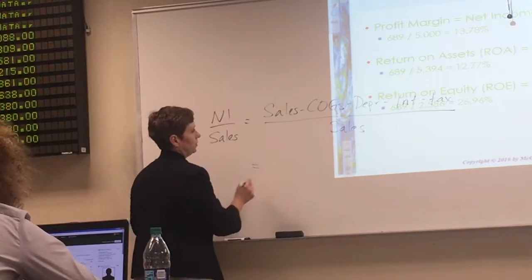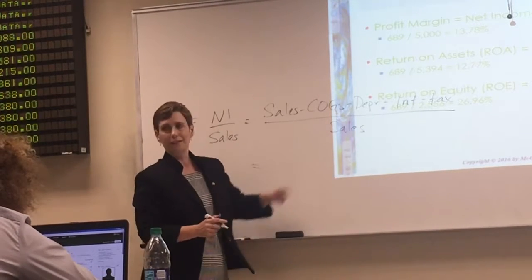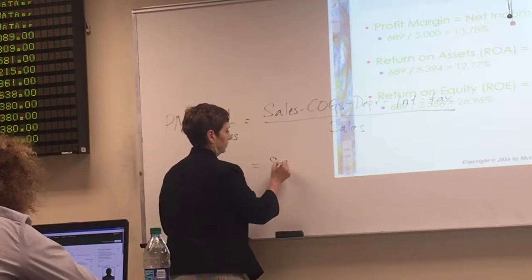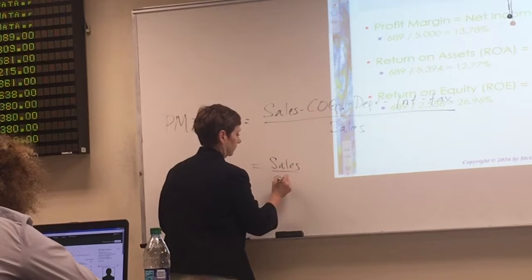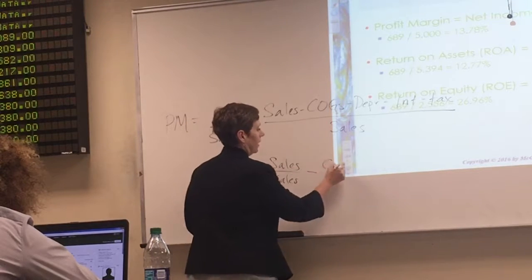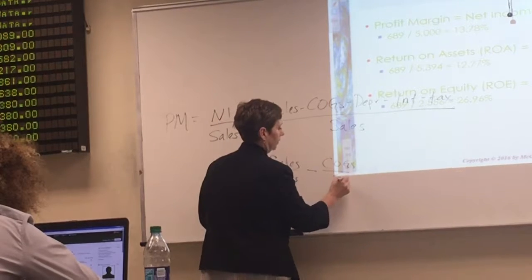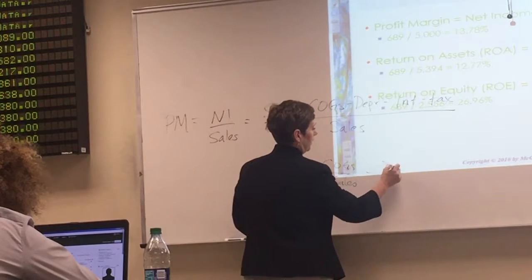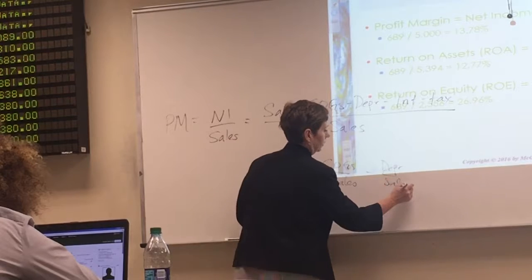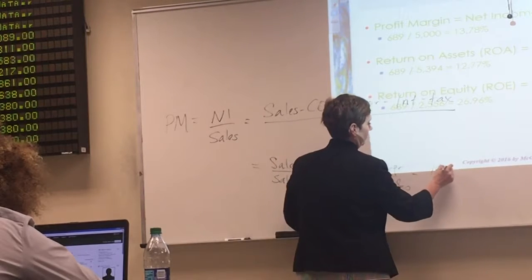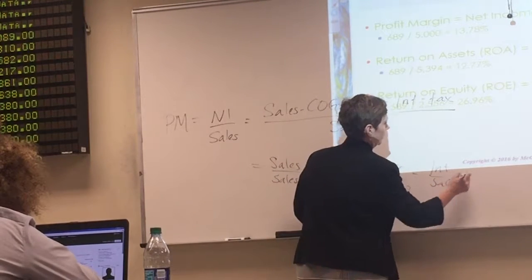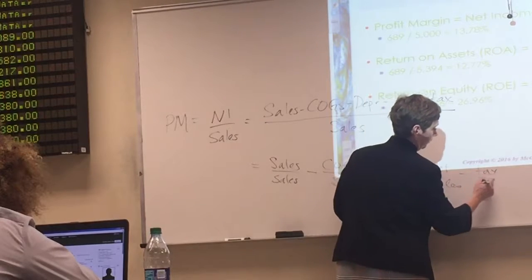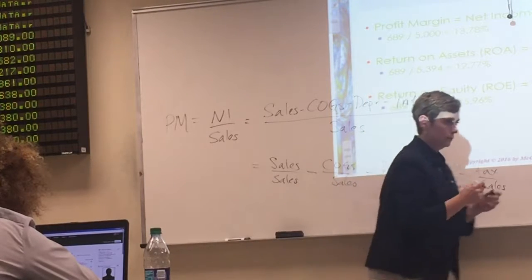Do a little bit of algebra. We can take sales over sales, minus cost of goods over sales, minus depreciation over sales, minus interest over sales, minus tax over sales.